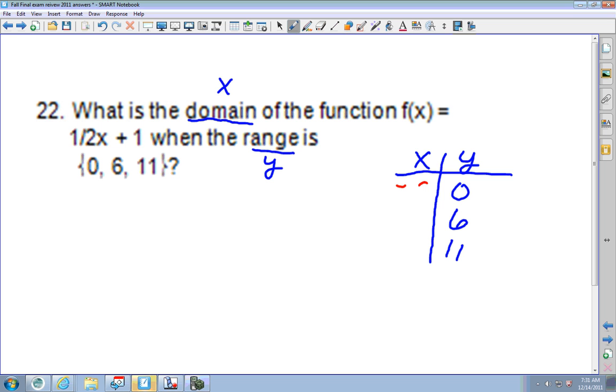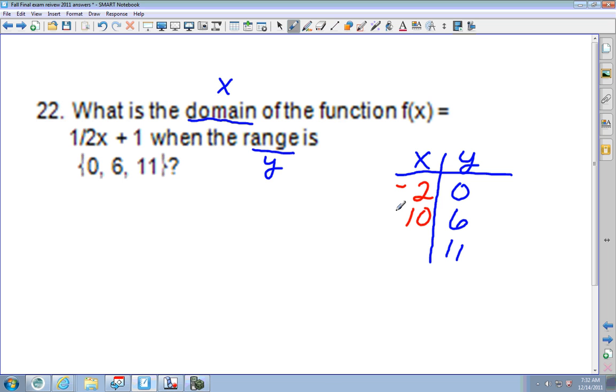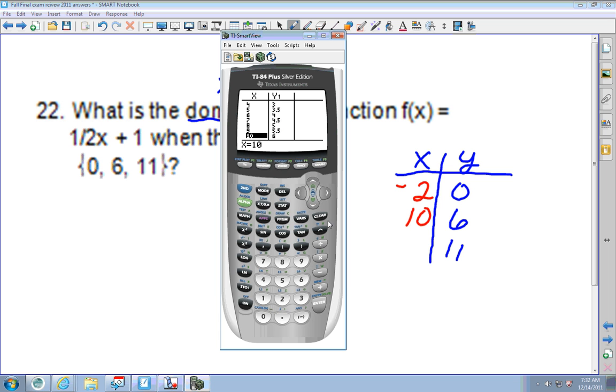So I have -2. Pull back up the calculator, look and see where x is, or I'm sorry, when y is 6. Right there it is 10. And then you'll look again and see when y is 11. And it is 20.